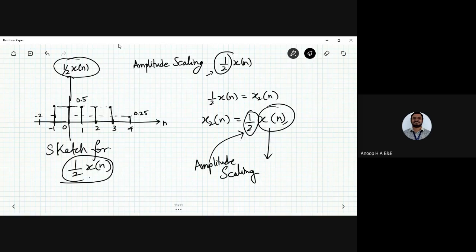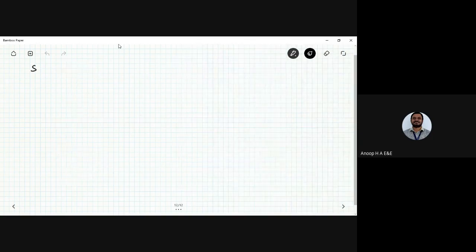Next, what we are going to do here is sketch certain signals. We are going to sketch certain signals being applied. So let me start with this. Sketch the following signals.